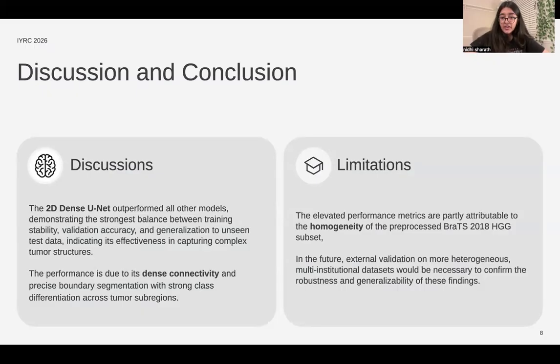Some of the limitations that I faced with my study were the elevated performance metrics and the elevated accuracy I received from my models. This is partly due to the pre-processed nature of the BRATS 2018 dataset that I used. The data has been cleaned in a lab already, so it doesn't have many imperfections within it as a normal unprocessed image might have. In the future, I want to use more lab-external data so I can test the robustness of my findings and the accuracy across actual real-world data.